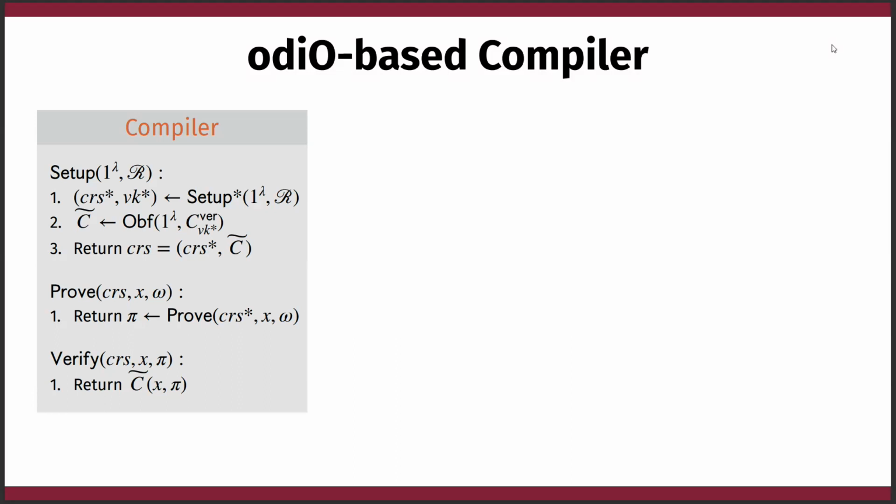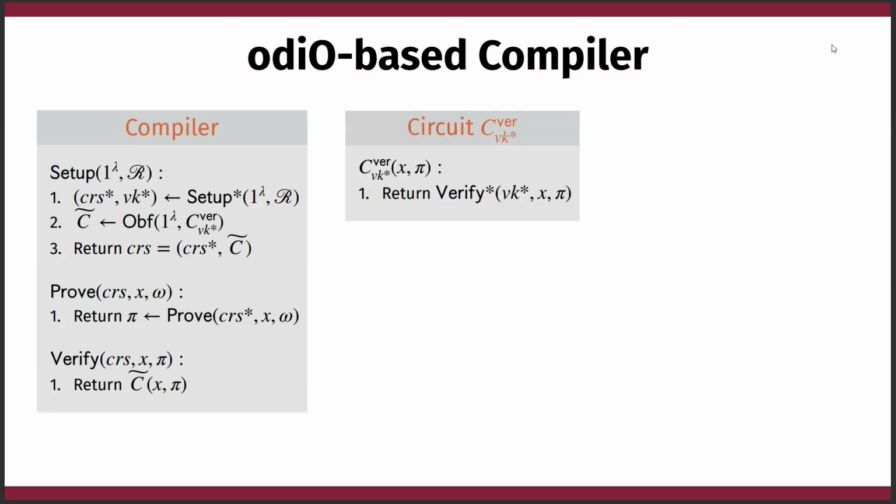On setup, you generate the CRS and the verification key of the designated verifier, and then you obfuscate this circuit here. That is simply the obfuscation of the verification algorithm with the verification key coded in. And now you output a CRS that is composed of the CRS of the designated verifier and the obfuscation. To prove, you simply run the proving algorithm of the designated verifier, and to verify, you run the obfuscation.